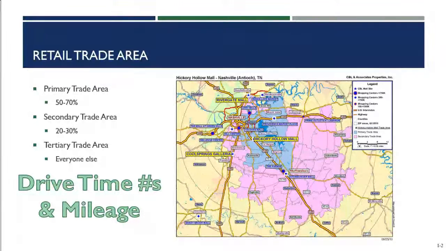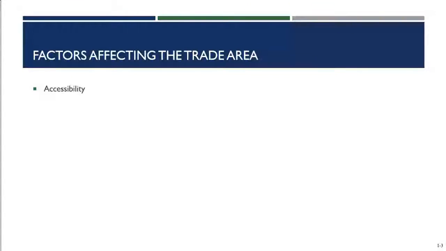Now, the zones, the primary trade area, secondary trade area, and tertiary trade area are never in concentric circles. And why do you think that is? The zones are never in concentric circles because they have to take natural and artificial barriers into consideration, as well as the location of competing retailers. And so that's why some of these maps tend to stay to the southeast side of Nashville versus the northwest or southwest.